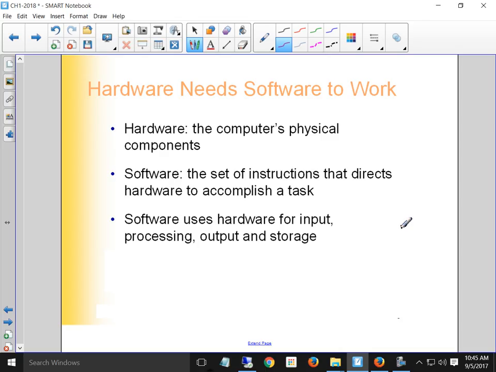Okay. I think I already defined this, that hardware is the physical stuff inside the case. The software is the data instructions that get run by the hardware. Software uses hardware for input, processing, and output. Okay? I don't know if I used those exact terms, but I want to make sure I got through everything the first time and didn't skip anything.